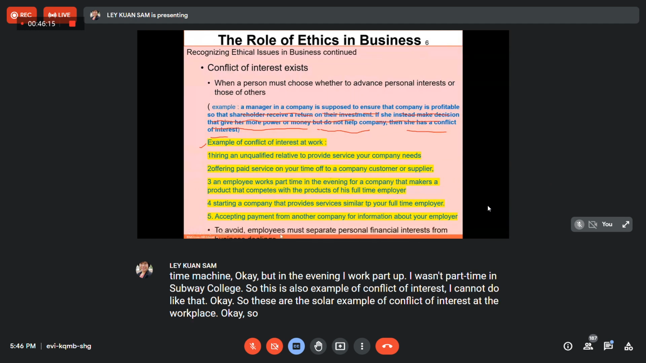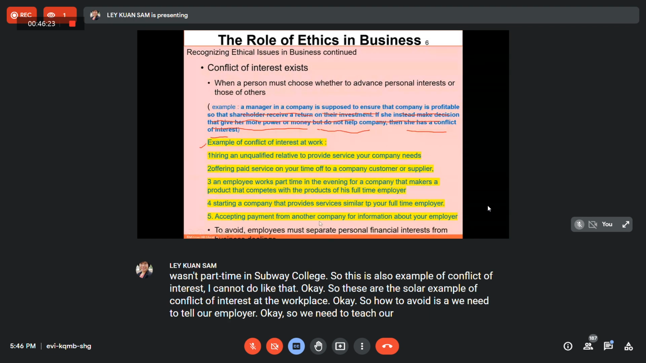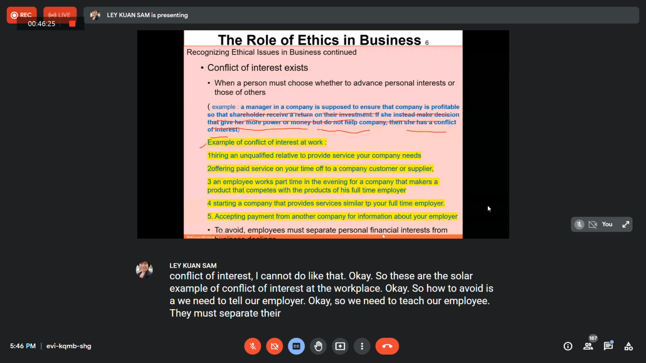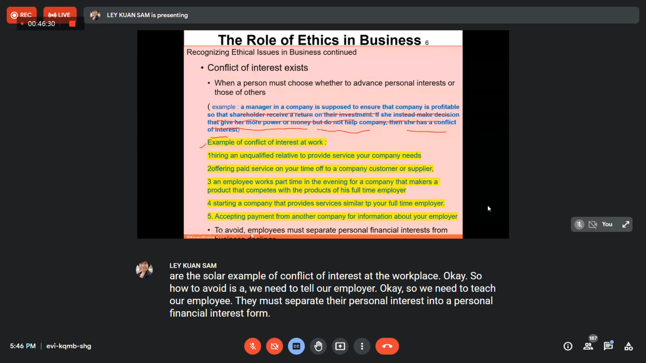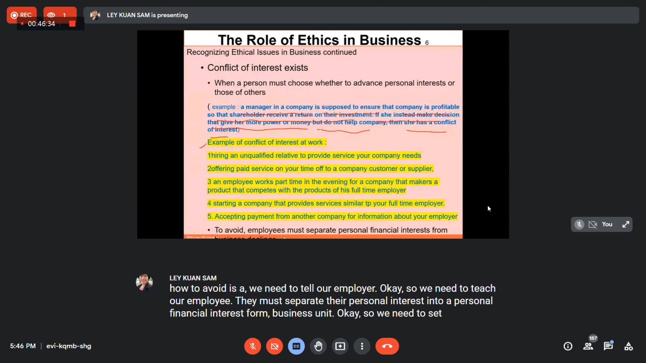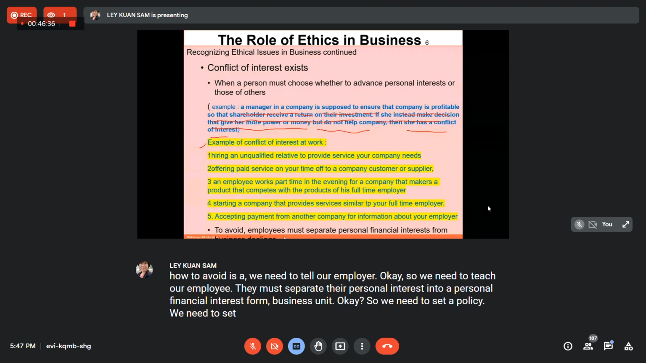So how to avoid it is we need to tell our employee. We need to teach our employee they must separate their personal financial interest from business dealing. So we need to set a policy. We need to set a code to control it.